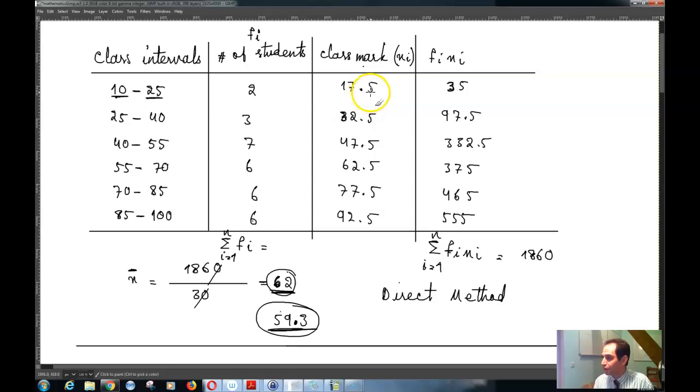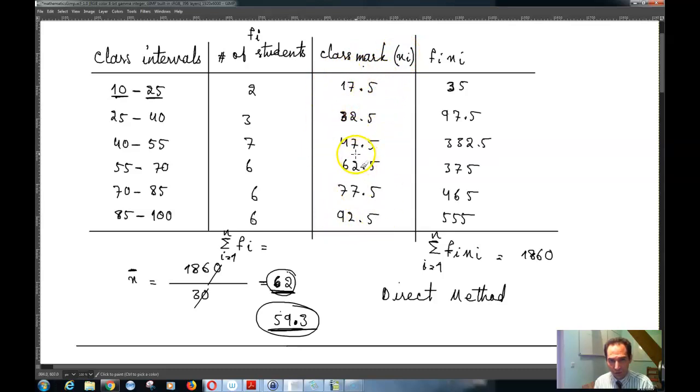So now how do we do this? What about subtracting a fixed number from each of these x of i's? Subtracting a fixed number. The first step is to choose one among the x of i's as the assumed mean, and then denote it by A. Basically, you have to pick one of these in order to make these x of i's smaller.